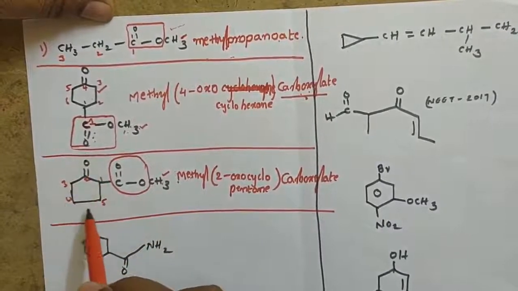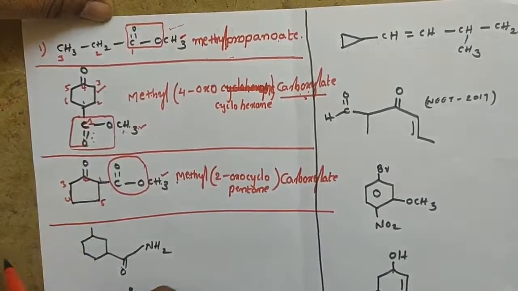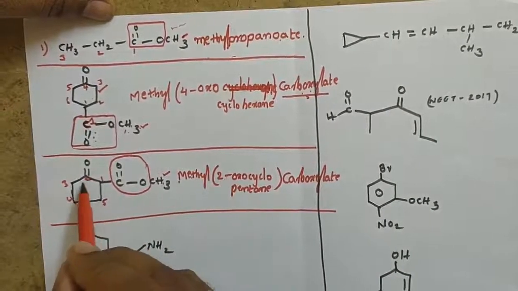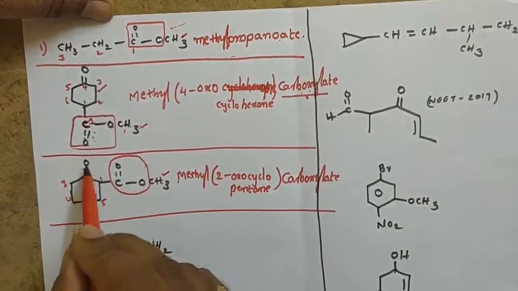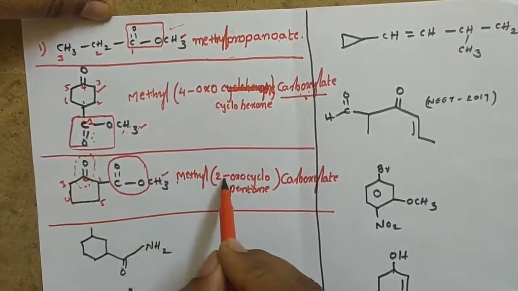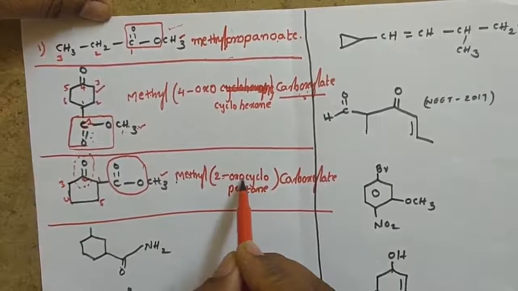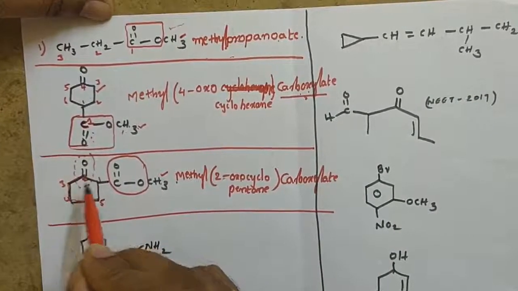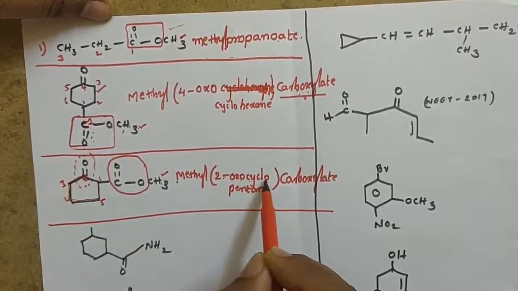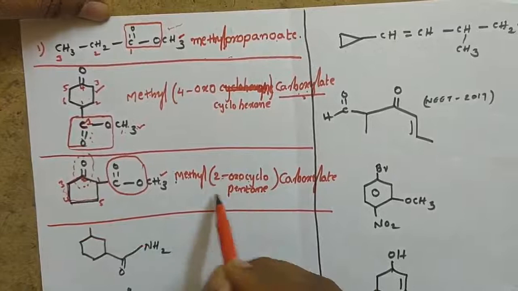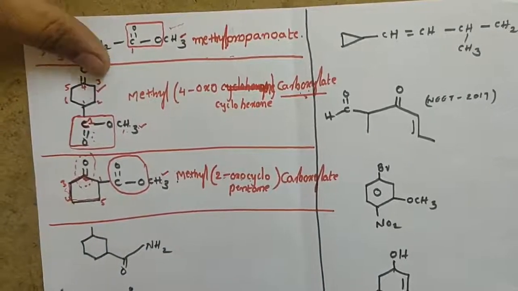After that, I will start the name with this side chain name. The second position ketone is a functional group, and the prefix of the ketone functional group is oxo. It is present in cyclic form, that's why it is called cyclo. And this is cyclopentane, then I close the bracket, and it is called carboxylate.